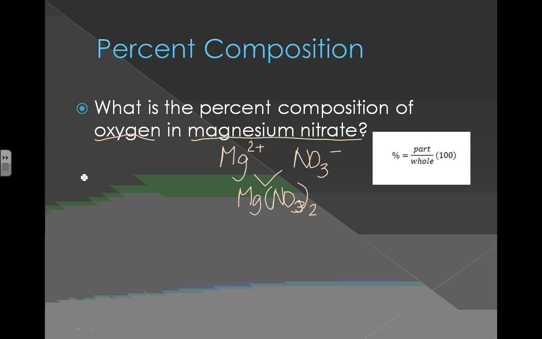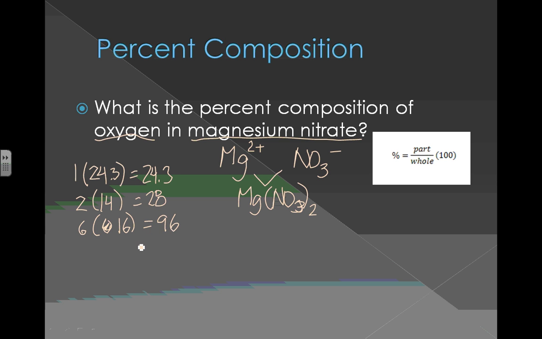Now I have to calculate the molar mass. I have 1 magnesium with a mass of 24.3. I have 2 nitrogens with a mass of about 14. I am rounding to simplify the math so you can learn. And 6 oxygens, with a mass of about 16 each, which is approximately 96. The total mass, or the whole, will be 148. Again, this is the molar mass, grams per mole.